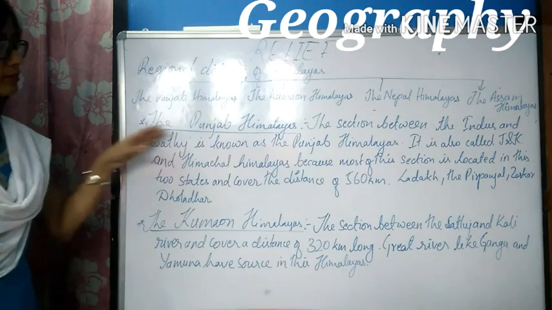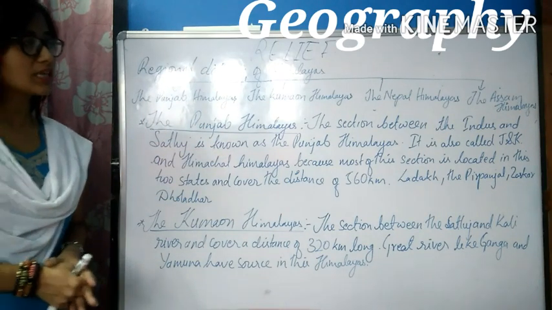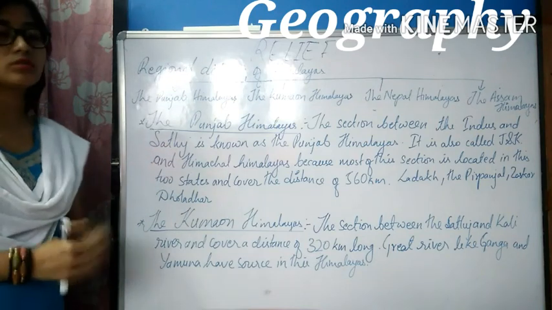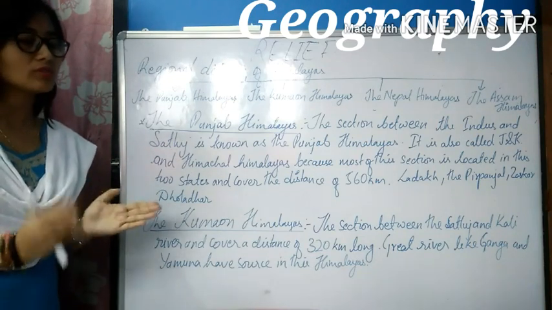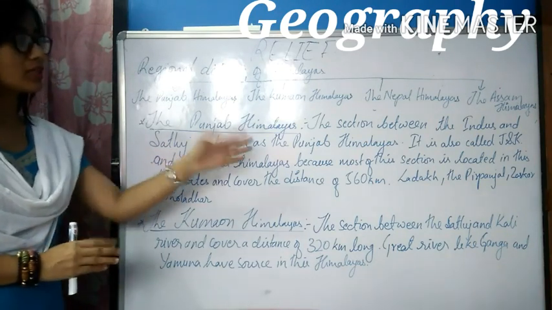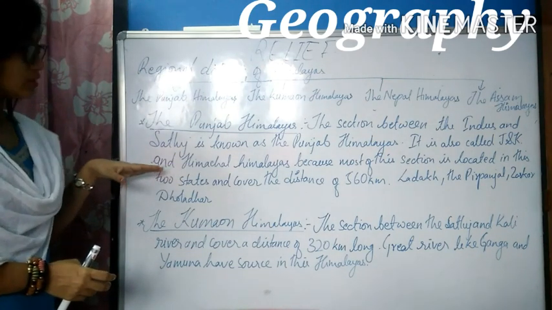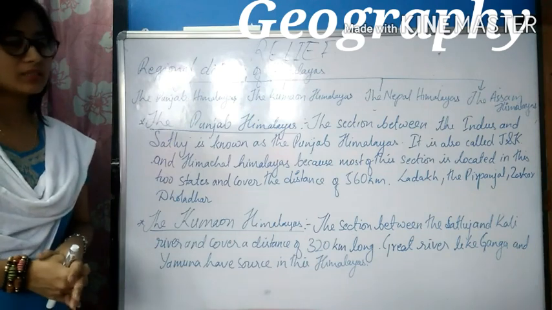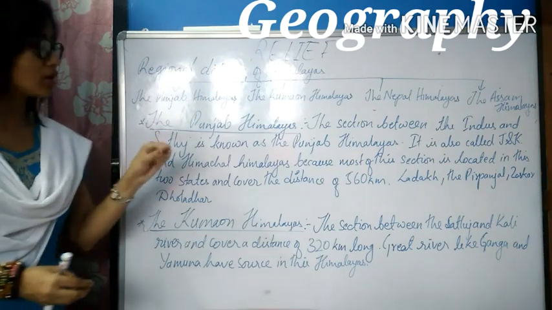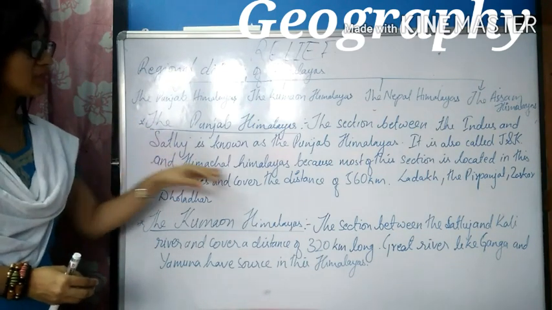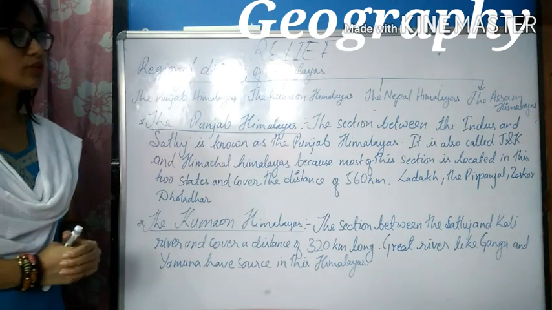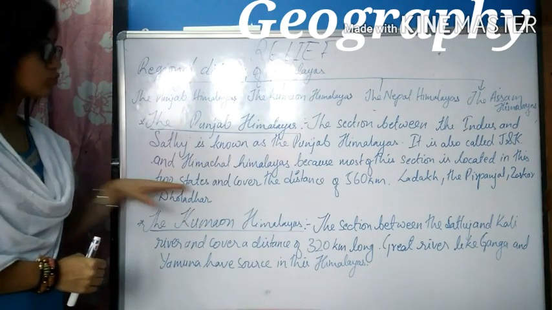So the first we have the Punjab Himalayas. It is the section between the Indus and the Satluj river. It is also called the Jammu and Kashmir and Himachal Himalayas because most of this section is located in these two states.